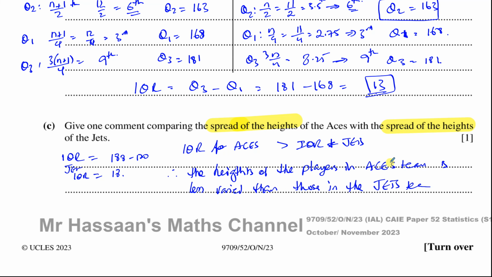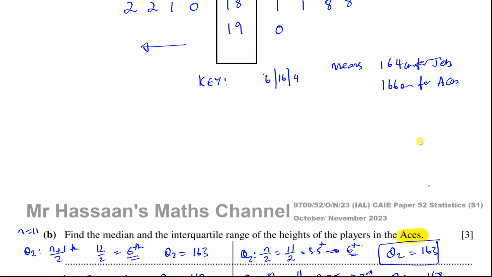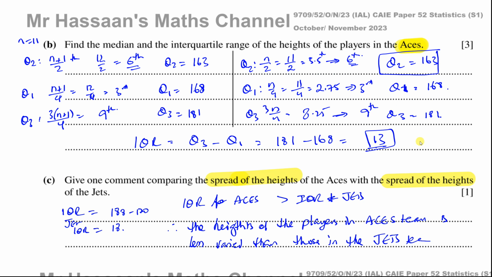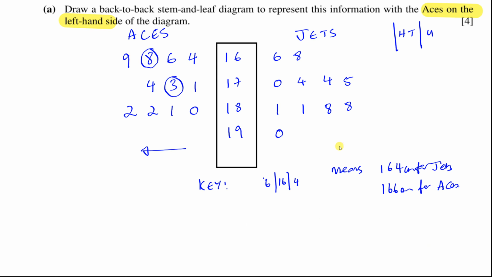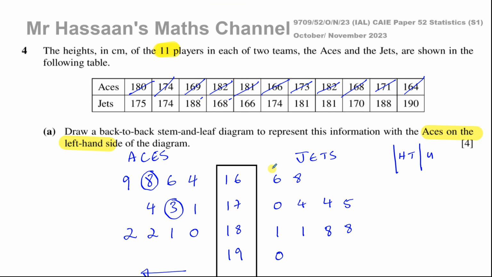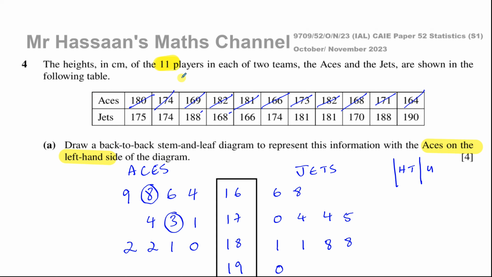So you should always put it in the context of the question and talk about the heights of the players. And that concludes this question. This is more like an IGCSE type of question, to be honest. It's pretty straightforward, but it maybe just takes a little while for you to draw the diagram. It has to be done neatly, not in a rush, and everything should be in order, as we mentioned. So that concludes this question number 4.